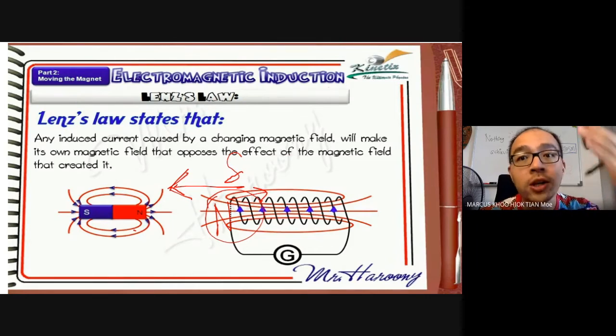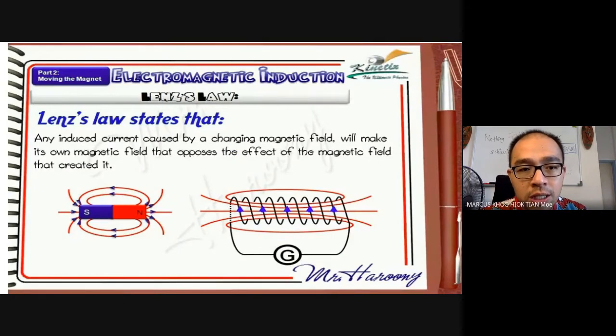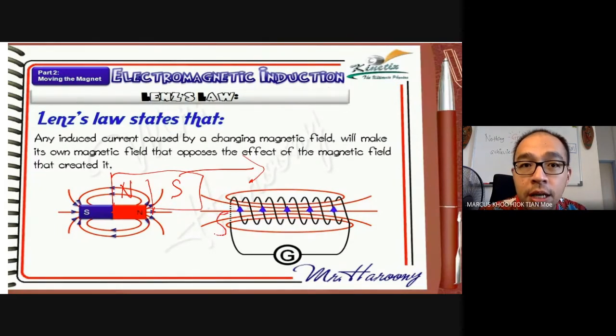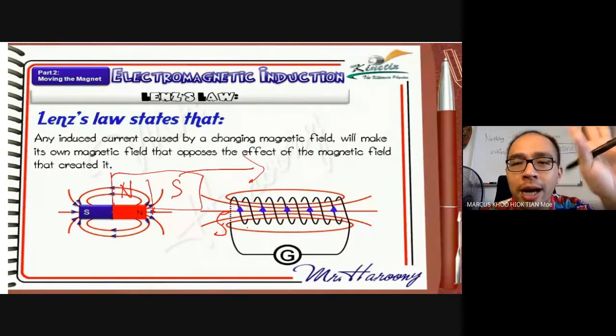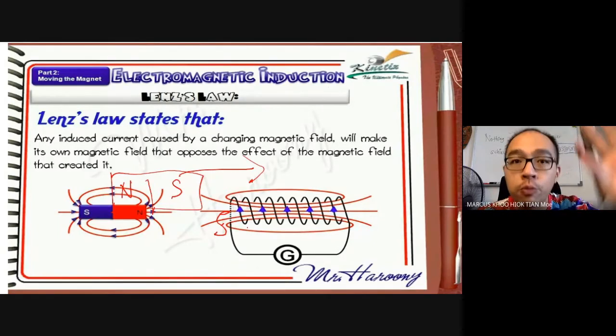It is always opposing the thing that you want to do. Let's say we change this around. Let's say now this is south and this is north. I'm pushing the south side in. What is the solenoid going to become? This side of the solenoid is going to become south. Because you want to push the south side in, the solenoid says, no, no, no, don't come in. I don't want you to come in. So it will become the south side to push away the south.